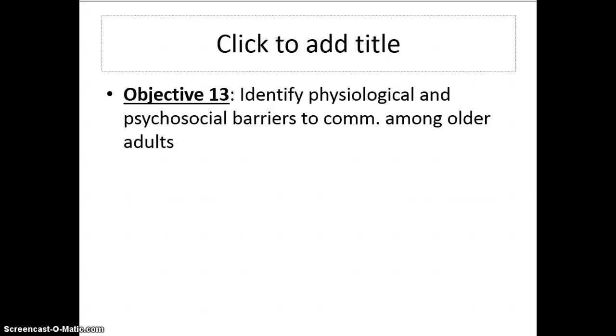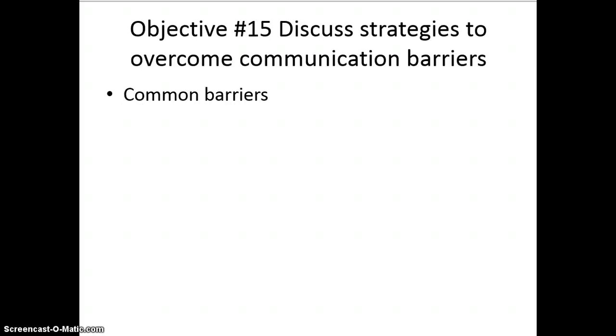As we look at physiological and psychosocial barriers to communication among older adults, there are many. We want to think about how we can decrease those barriers to encourage communication and use the type of communication that is strongest and most positive for them to communicate with them. As we look at strategies, there are a lot of things we can do.